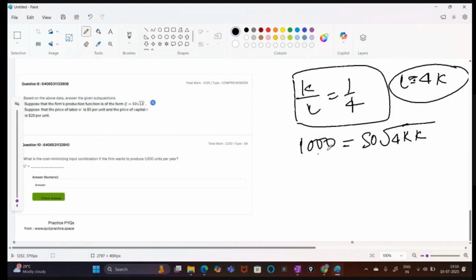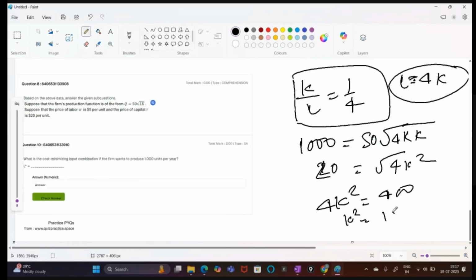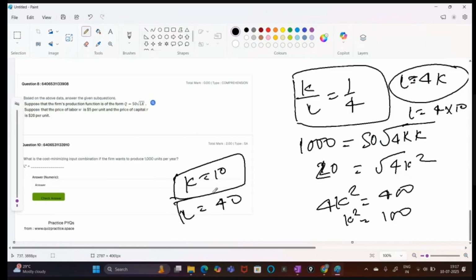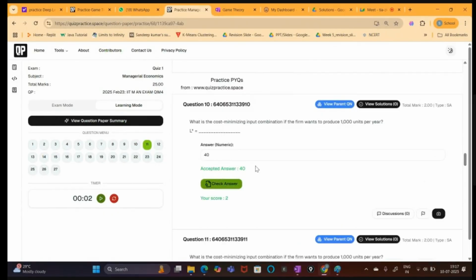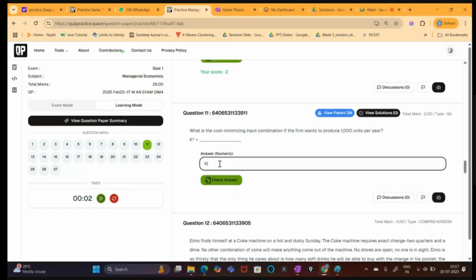So we will divide 1000 by 50. So it will be 20, right? 20 equals under root 4K square. So 4K square will be 400, K square will be 100, and K will be 10. If K is 10, then what will be L? L will be 4 into 10, so L equals 40, right? It is asking for the value of L. So just put the 40 answer and check. Yeah, it's right. And the value of K is 10.